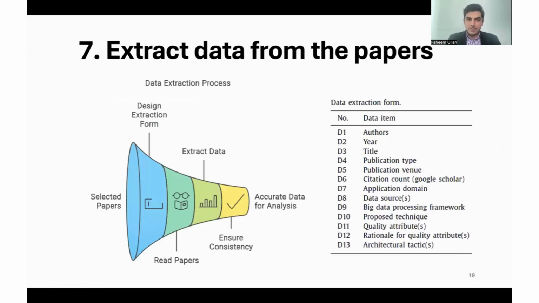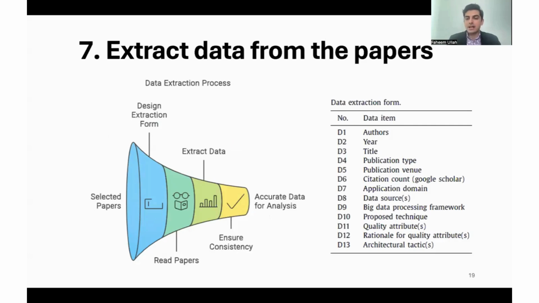Step number 7 is extraction of data from the papers. So I have collected these 74 papers, and now I need to extract relevant data against my research questions from these papers. How this process works, you have the papers. The most important thing here is to design a data extraction form so that you can be clear in your head what exactly you are going to extract from these papers.